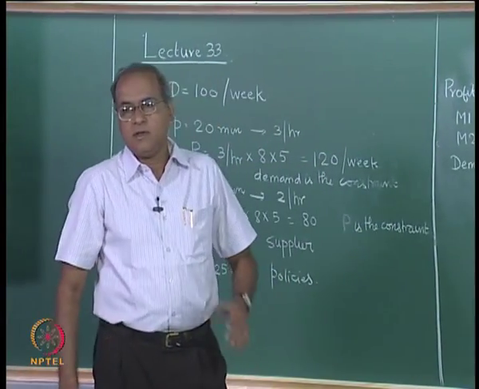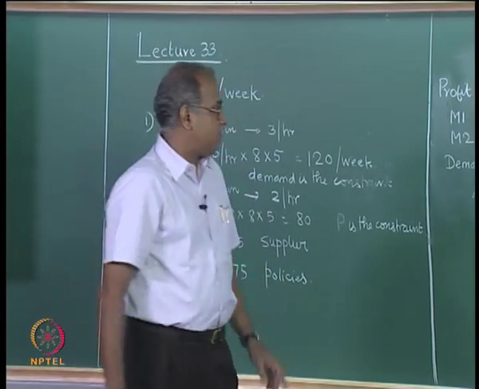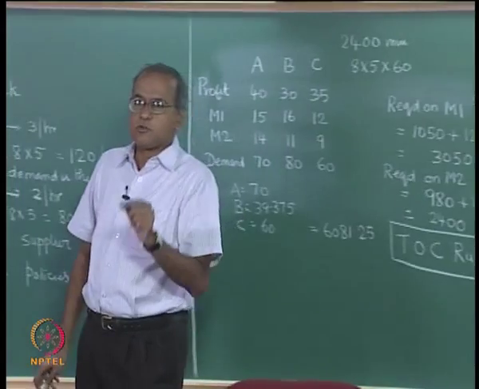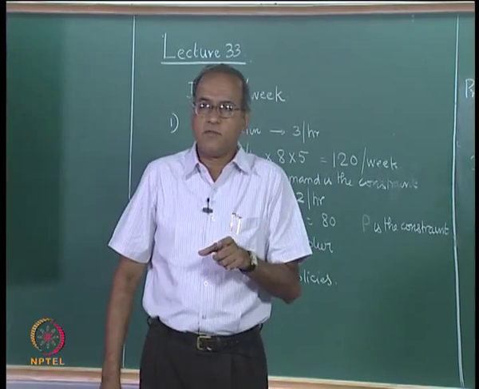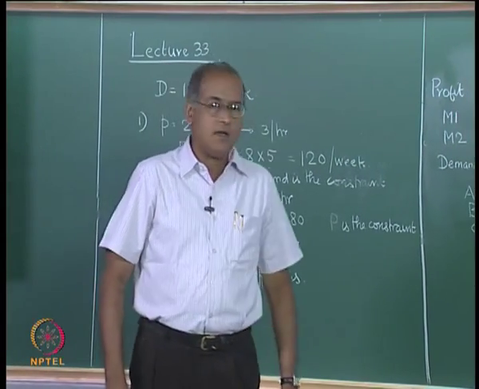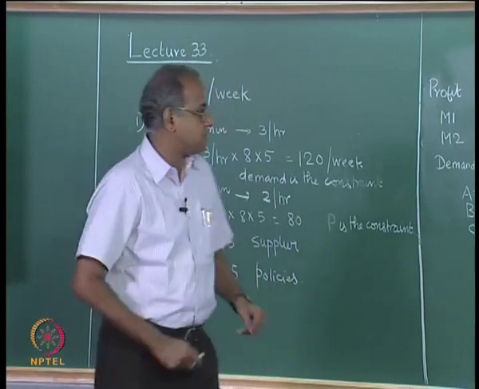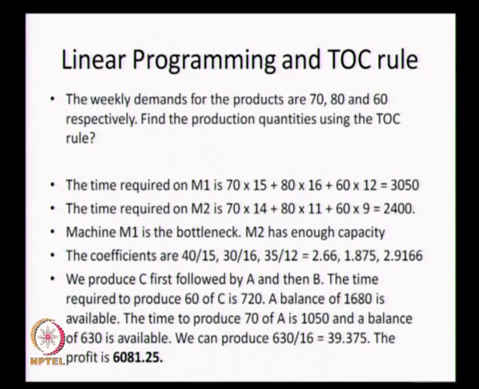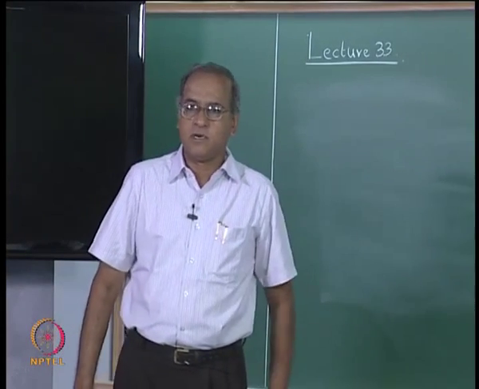Now the TOC rule will give the optimum solution or the best solution when there is only one bottleneck. Now there are two machines in this case, one of them happens to be the bottleneck, the other is not. So in a situation where we have only one bottleneck, the TOC rule will give us the optimum solution. Now the reason why the TOC rule will give the optimum solution is as follows.